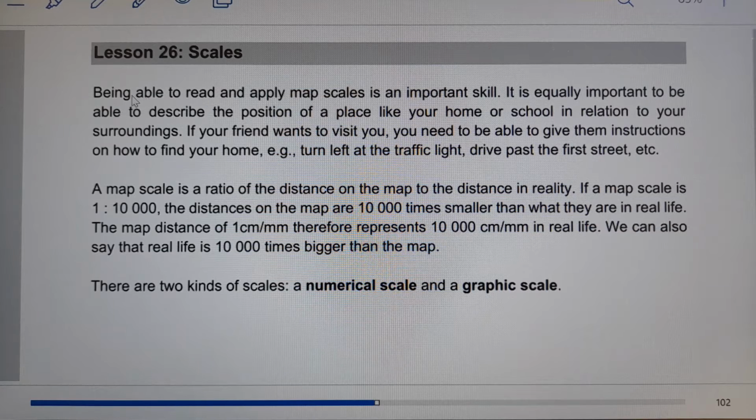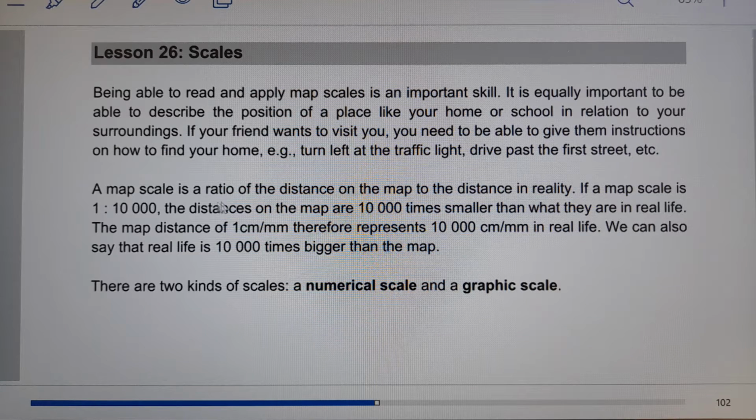So they say being able to read and apply map scales is an important skill. It is equally important to be able to describe the position of a place like your home or school in relation to your surroundings. If your friend wants to visit you, you need to be able to give them instructions on how to find your home. For example, turn left at a traffic light, drive past the first street, etc.